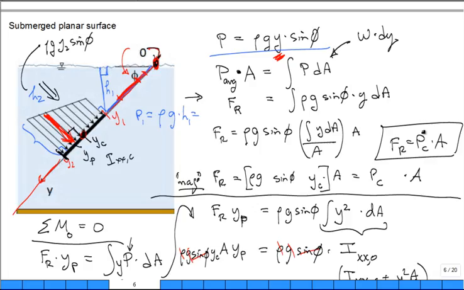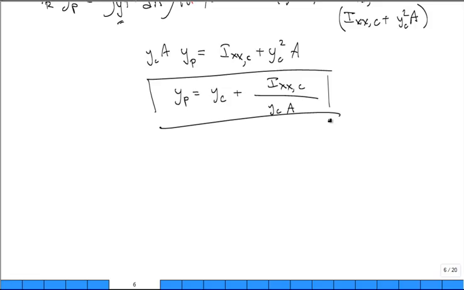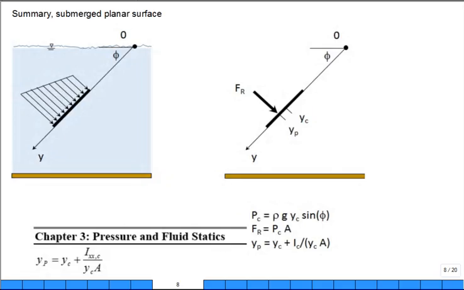Once I know the magnitude of the resultant force, I get the placement of it, and the placement is given by this equation. Let me summarize here. Yes, it's gauge pressure. So we have a submerged planar surface, same orientation, location, start of the axis. We put the resultant force at a location known as the center of pressure, and it's calculated by first getting the pressure average, or the pressure at the centroid of the area. Rho G y sub C sine of phi gives us that, true? We multiply that pressure at the centroid by the area to get the resultant force.